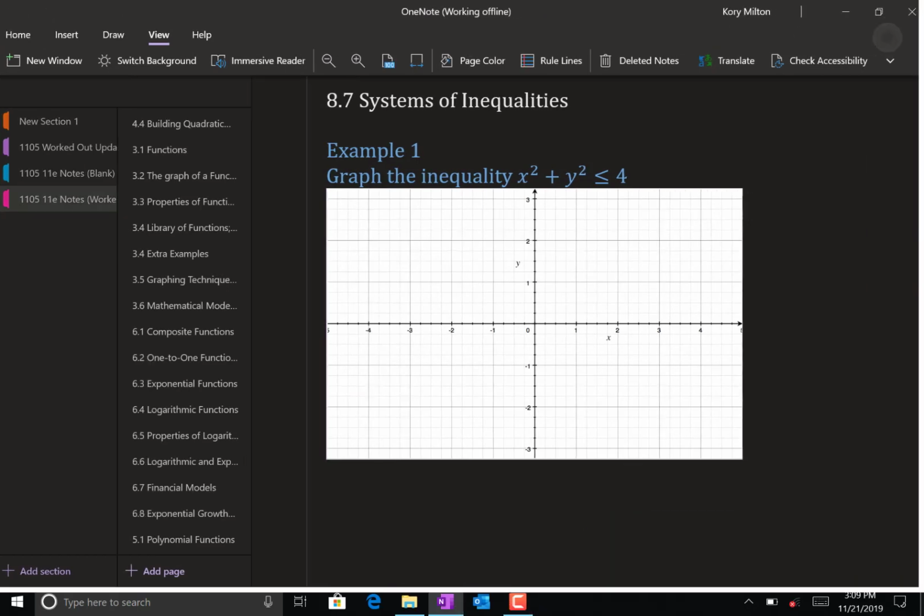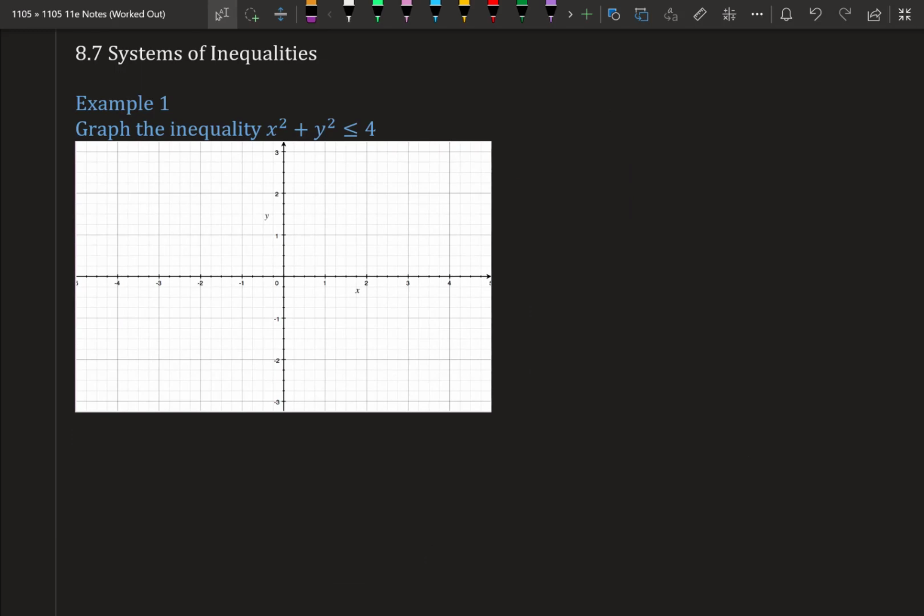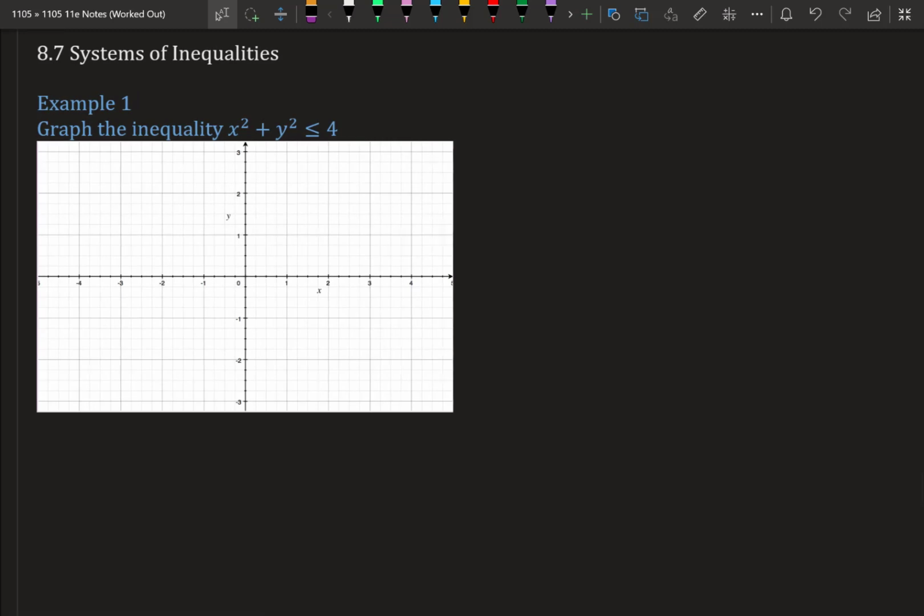Systems of inequalities. If you need a refresher about systems of equations, graphing them, I have a video for this. So let's graph the inequality x squared plus y squared is less than 4. We're just going to treat this as if it was a normal equation, and then we'll get to what that inequality symbol means. So this is a circle.